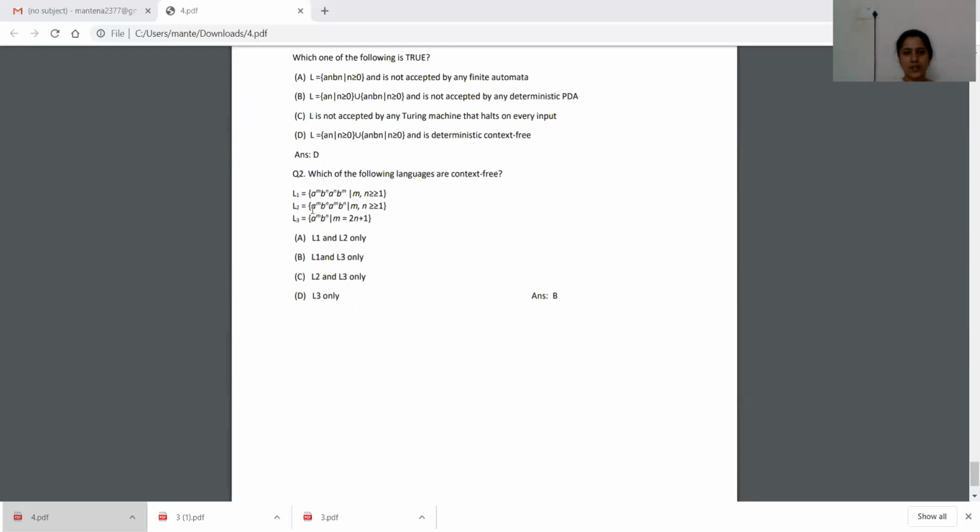And L2 is not a context-free language. Why? Because here the arranging order is different, such that by pushing and popping into the stack, we can't say that this language is context-free. Thank you.